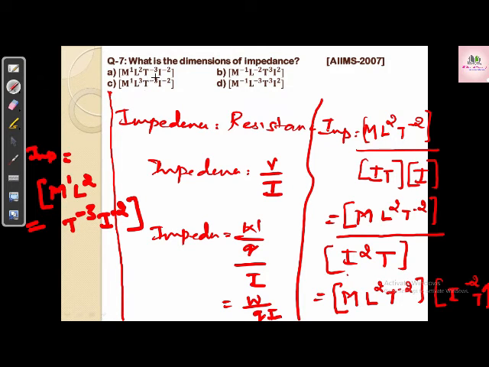Option 1, so that is option A, M to the power 1, L to the power 2, T to the power minus 3, I to the power minus 2. The option A matches with this answer, so that's why option A is the correct answer for this question.